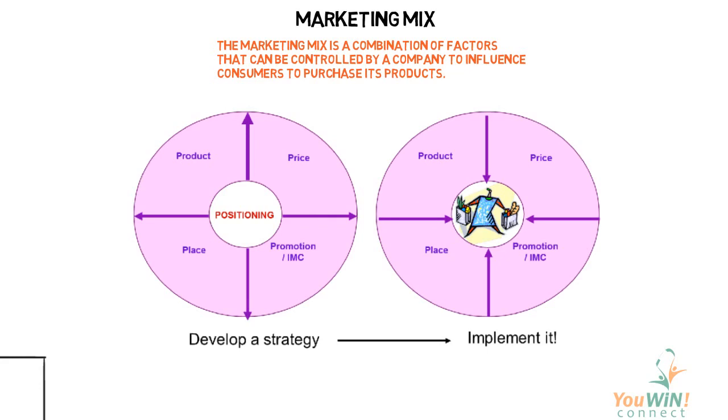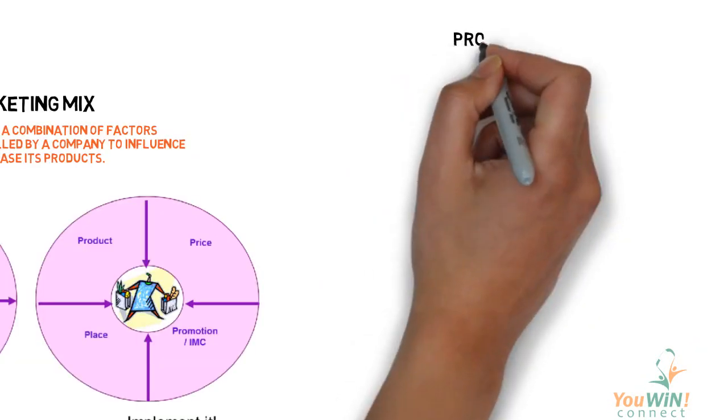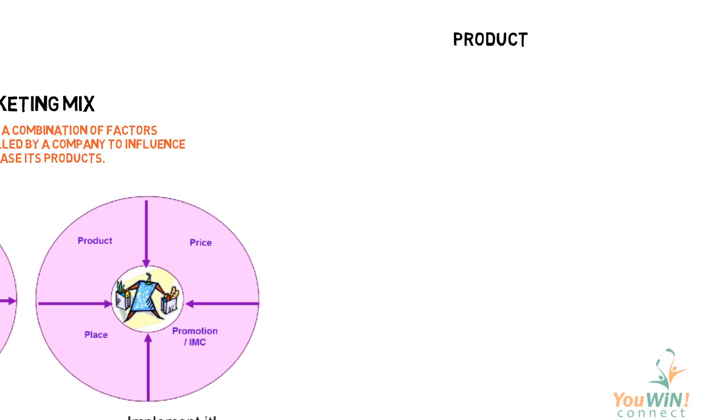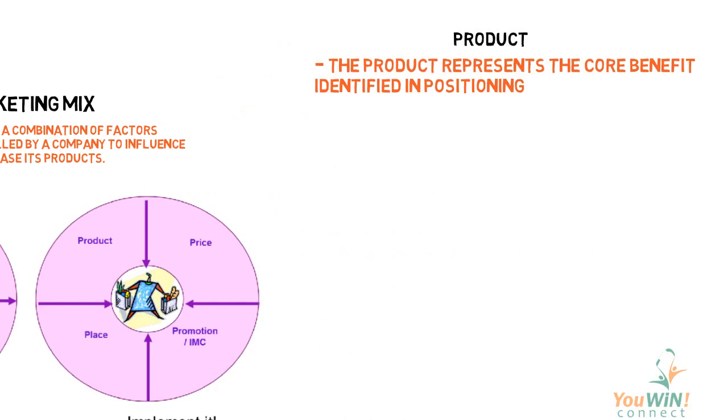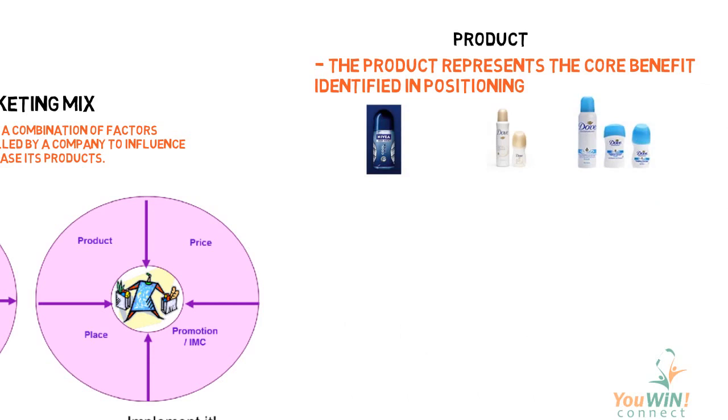And this is how it works when you are going into implementation. These strategies are all based on positioning, which was previously identified, and they support and interact with each other. Now, let's look at product as part of the marketing mix. The product represents the core benefits which you've identified in positioning, how it looks, the feel, and basically you are sure that this product is meeting a need or there is a demand for this product.